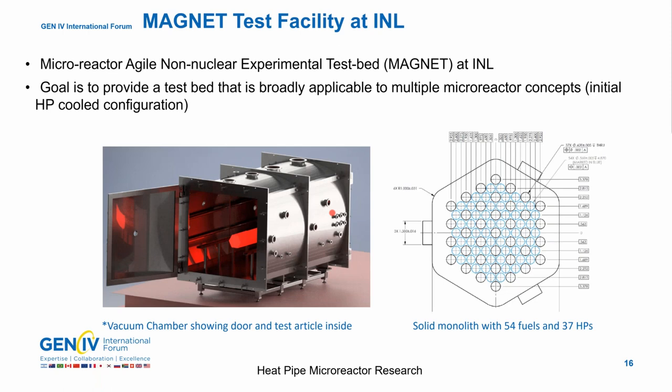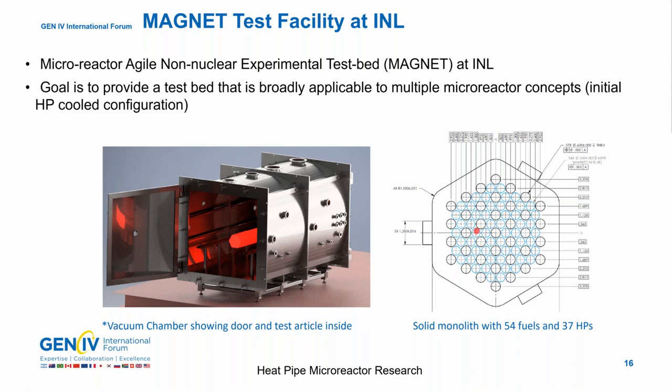The research target we selected is called MAGNET. The full name of MAGNET is Microreactor Agile Non-Nuclear Experimental Testbed, and it's a facility at Idaho National Lab. This facility is a testbed, and it's open for different microreactor designs. The initial design is the heat pipe cooled configuration, and the details of the design are shown on the right figure.